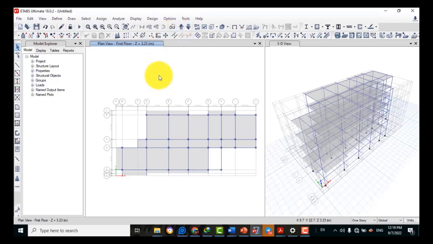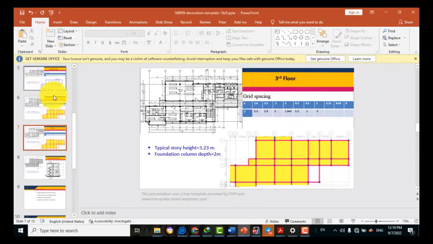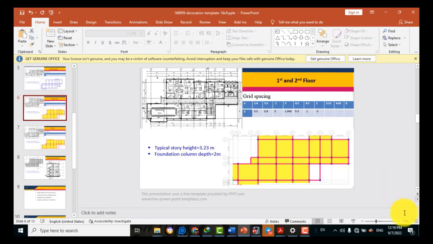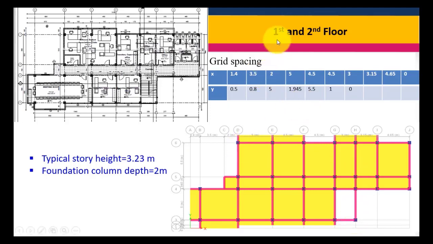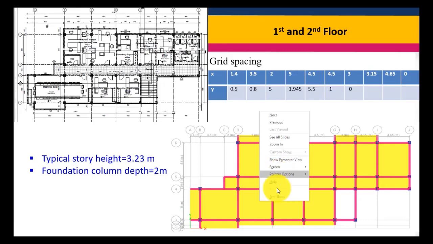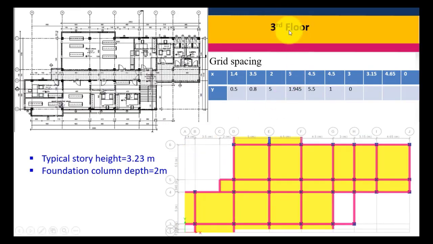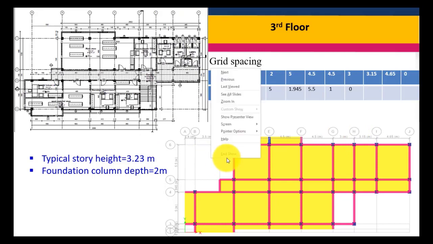What about first and second? Let us look at the architectural drawing. This is the third floor. Let us see the first and second. In the first and second floor, there is a cantilever here, there is a cantilever here. Between G and H, between H and I also there is a cantilever. Here there is a cantilever, here there is a cantilever. What about the third story? In the third story, the cantilevers in GH and HI will be deleted. Therefore let us go and delete them.